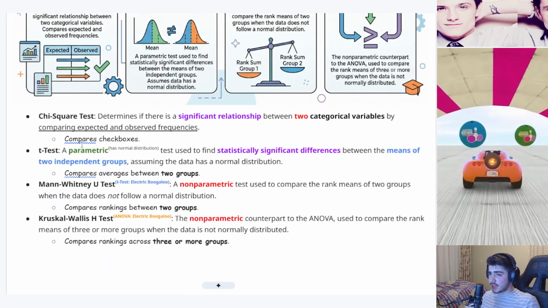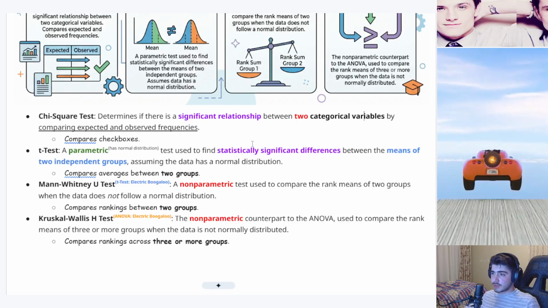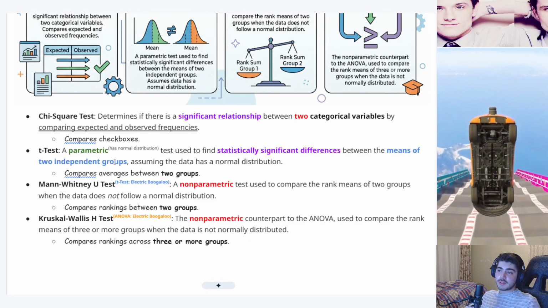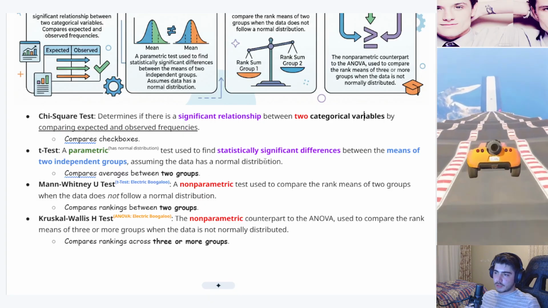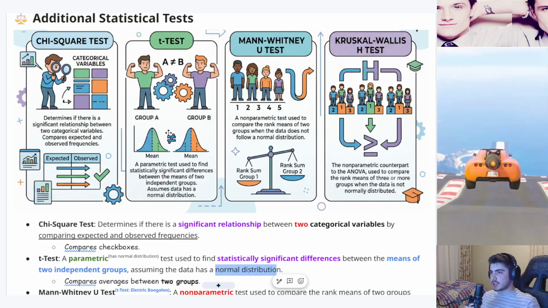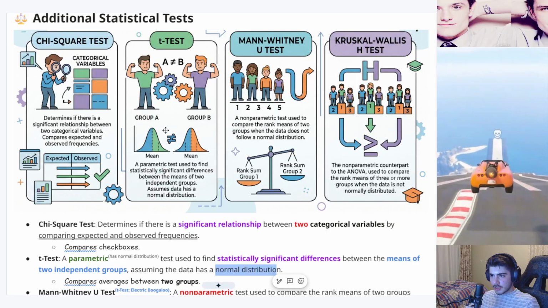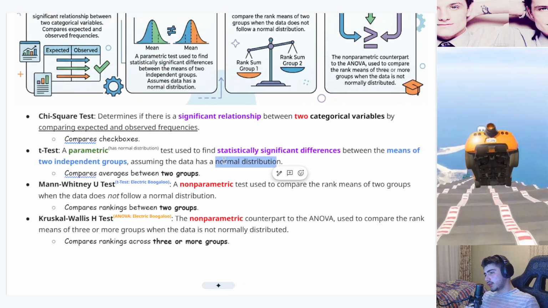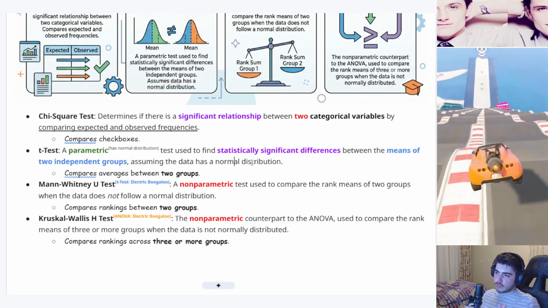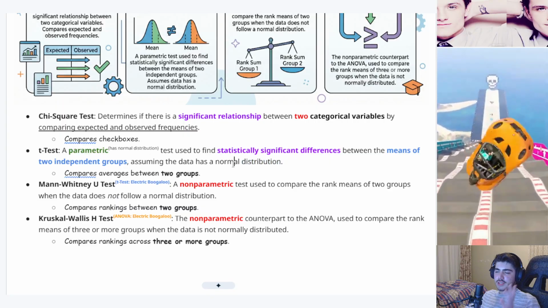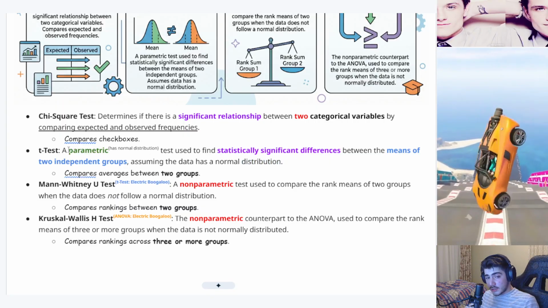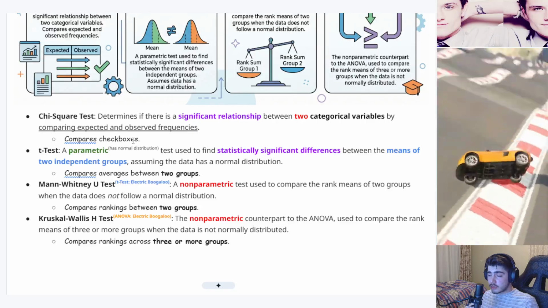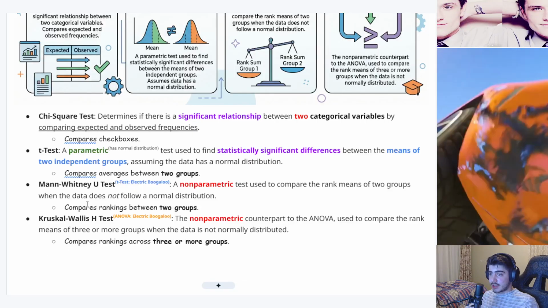A t-test is a parametric test used to find statistically significant differences between the means of two independent groups, assuming the data has a normal distribution. Now, a normal distribution is basically this chart you see here, the bell curve, as you might have heard it before. When the data is normally distributed, you can do tests like z-scores, t-scores, etc. But when the data is not normal, so non-parametric, you have to resort to two other tests.